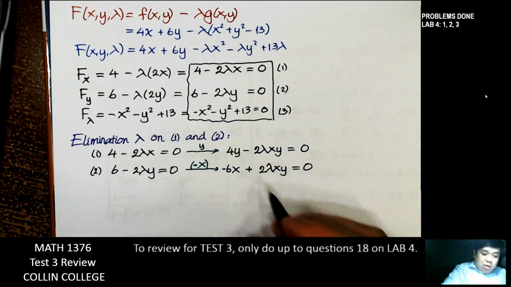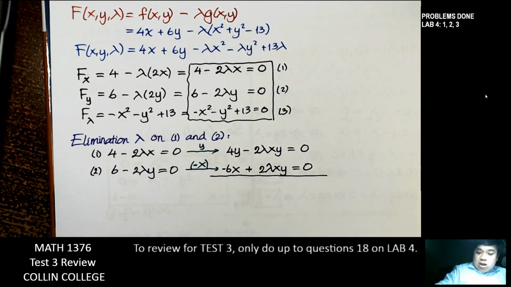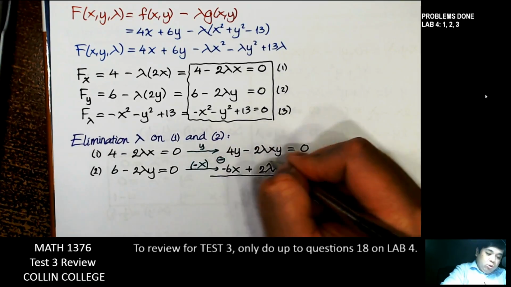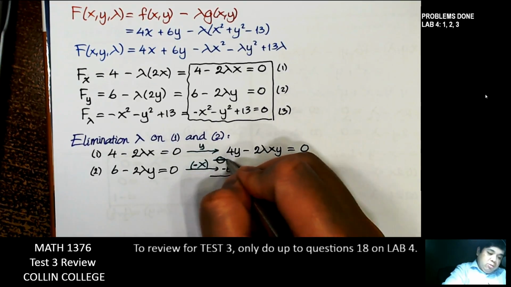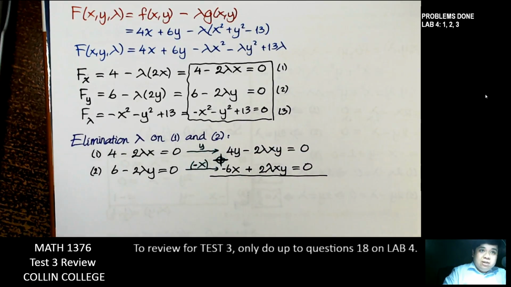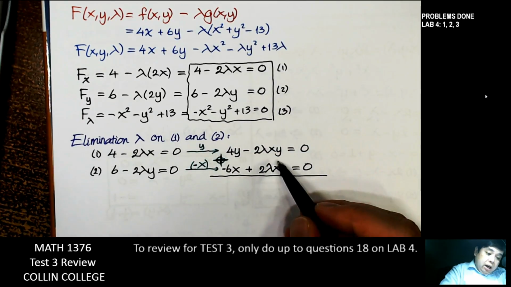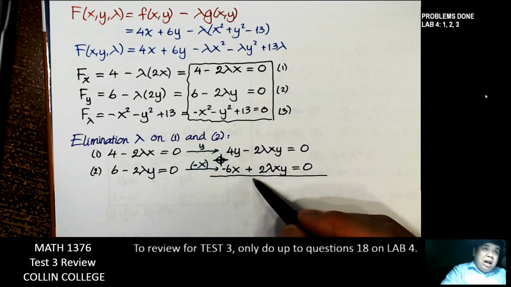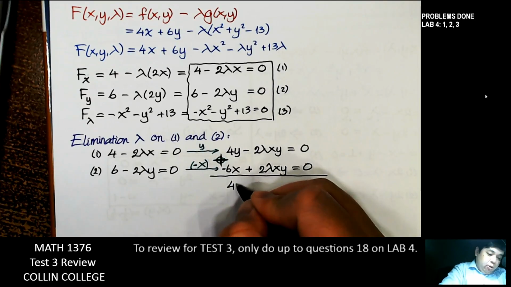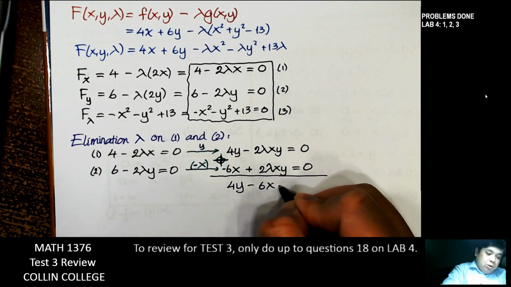Now when we add side by side, the 2 lambda xy will cancel. Xy is not really important, but we will just, sorry, just add side by side. We try to eliminate lambda. The xy here, we just go with it. So we have 4y minus 6x equal to 0.